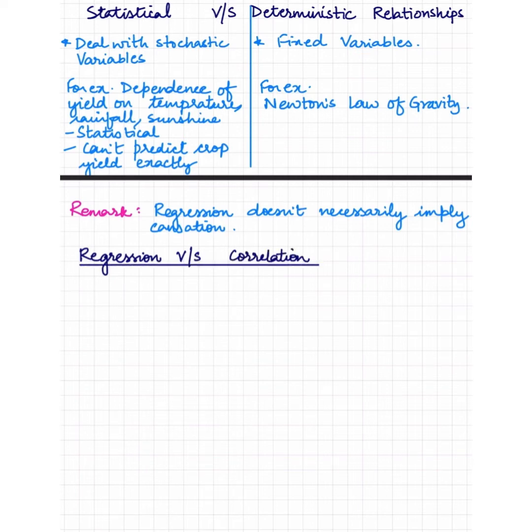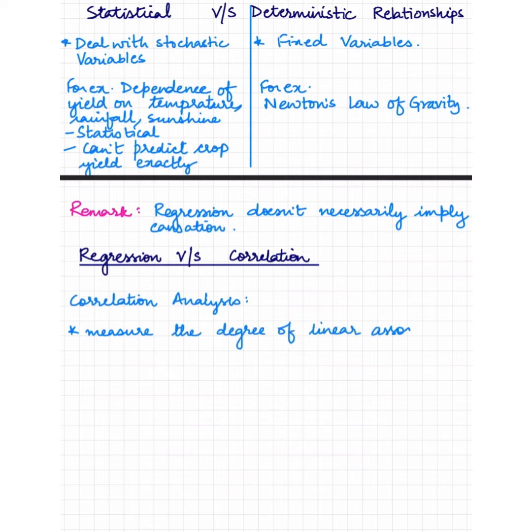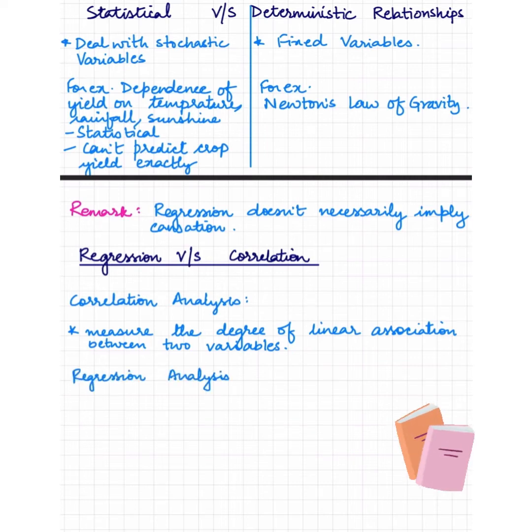It's very important to understand the difference between regression and correlation, as it might get very confusing sometimes. In correlation analysis, we measure the degree of linear association between two variables, while in regression analysis, we are more interested in predicting the value of a dependent variable in terms of the independent variable.